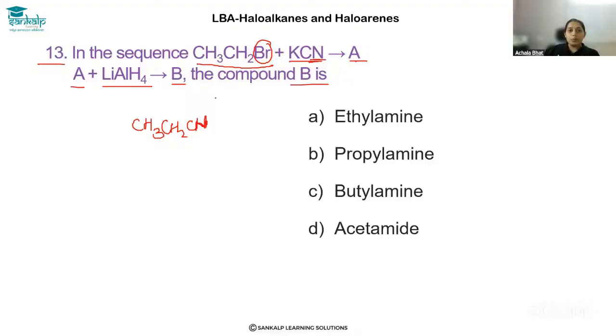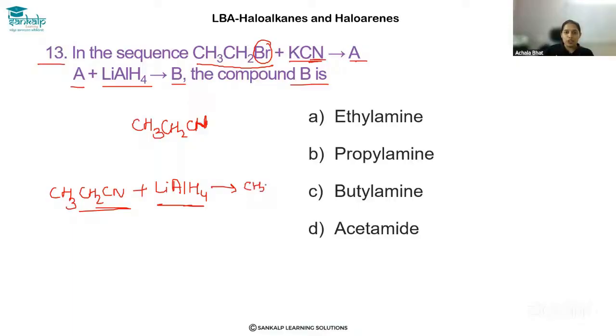Okay. When this product A, CH3CH2CN, reacts with lithium aluminum hydride, product B is formed. Here, when nitriles react with lithium aluminum hydride, they are reduced to primary amines. Primary amines ಆಗಿ reduce ಆಗಿರುತ್ತೆ. So CH3CH2CH2NH2 is the product formed.